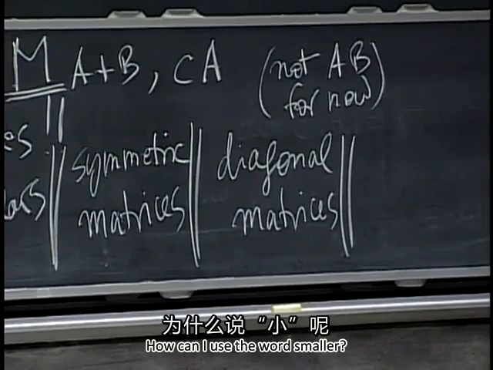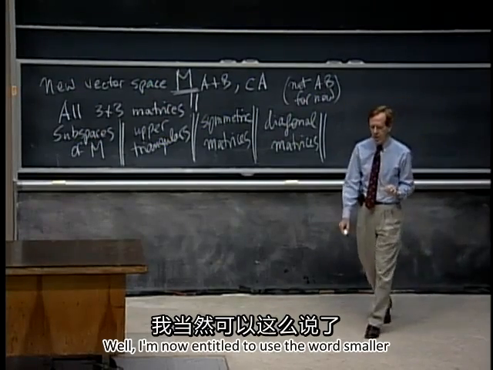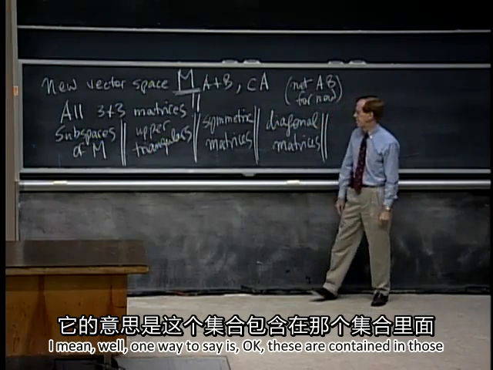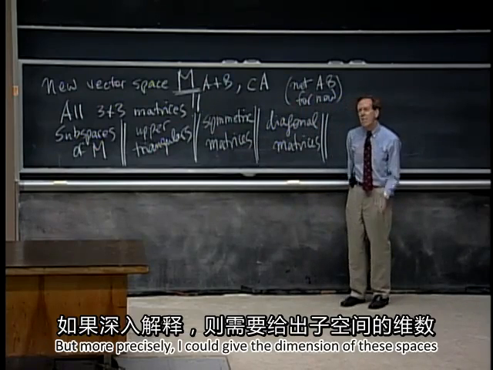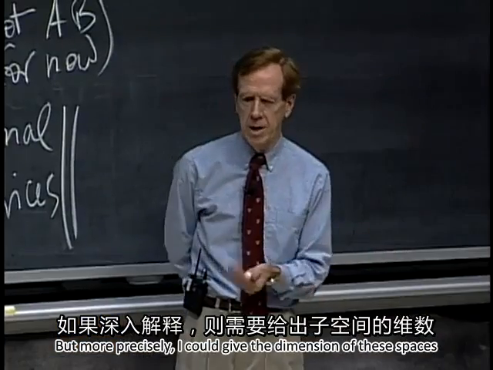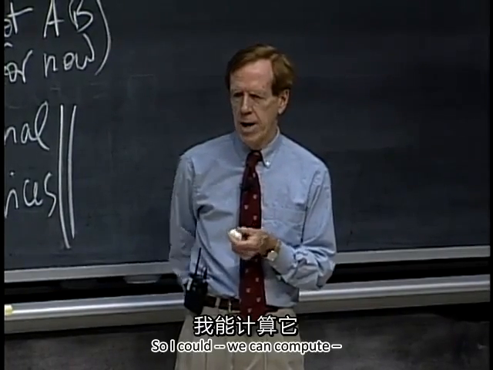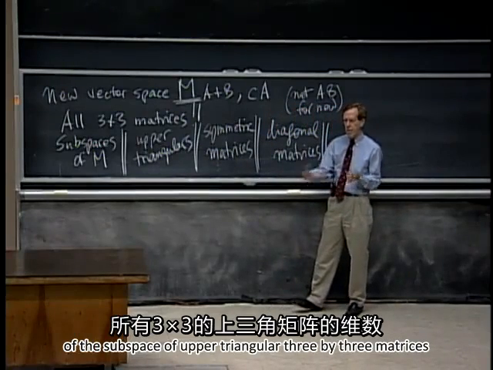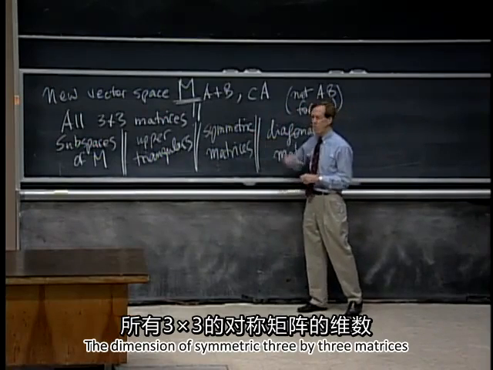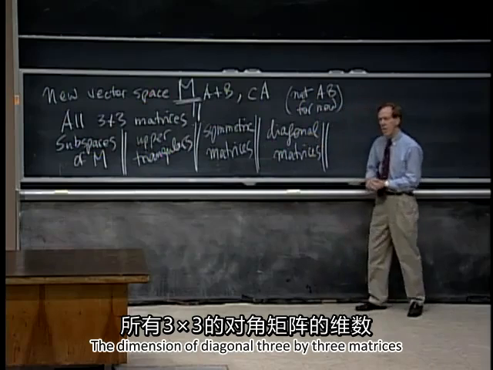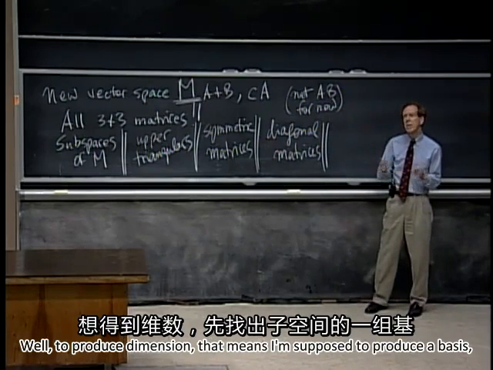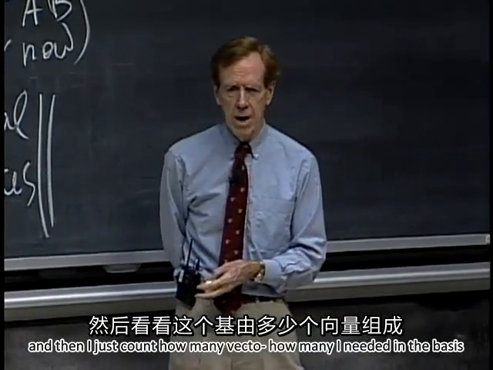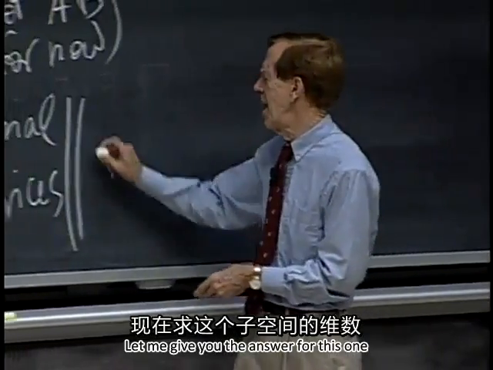How can I use the word smaller? Well, I'm now entitled to use the word smaller. One way to say it is, okay, these are contained in those. These are contained in those. But more precisely, I could give the dimension of these spaces. So let's compute it next time, the dimension of the subspace of upper triangular 3 by 3 matrices, the dimension of symmetric 3 by 3 matrices, the dimension of diagonal 3 by 3 matrices. Well, to produce dimension, that means I'm supposed to produce a basis. And then I just count how many I needed in the basis. Let me give you the answer for this one.